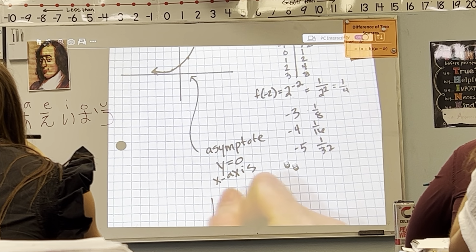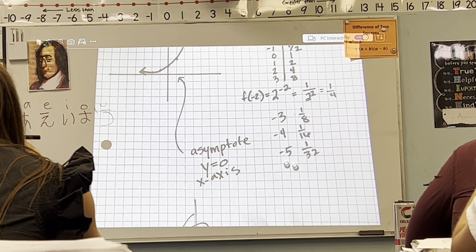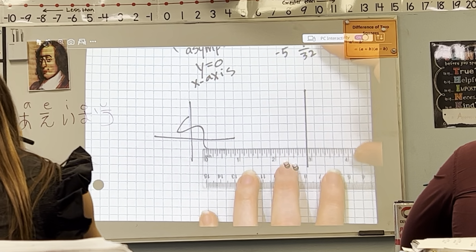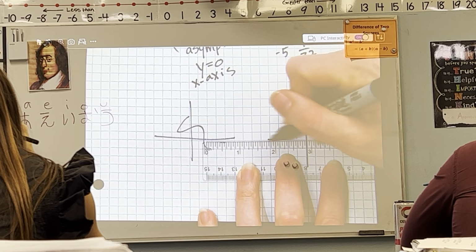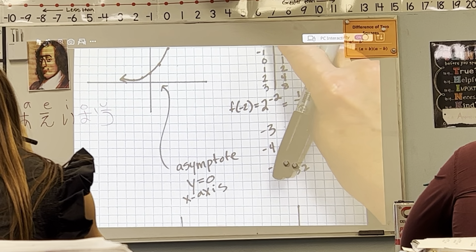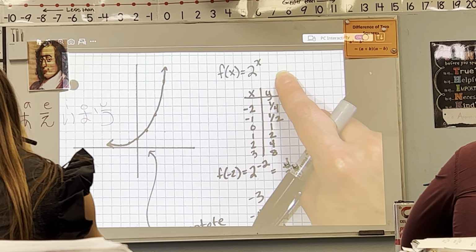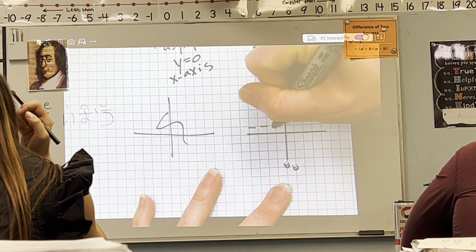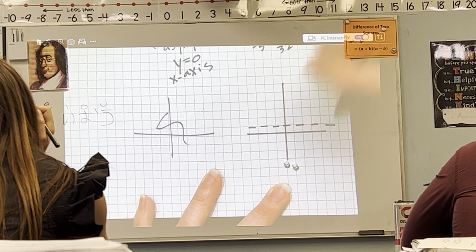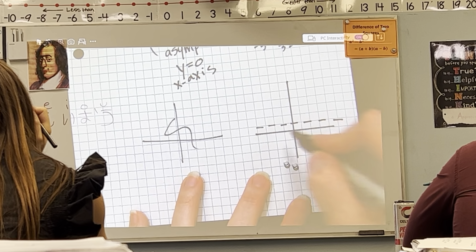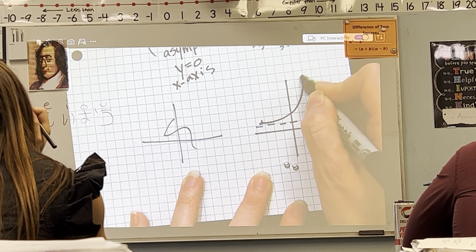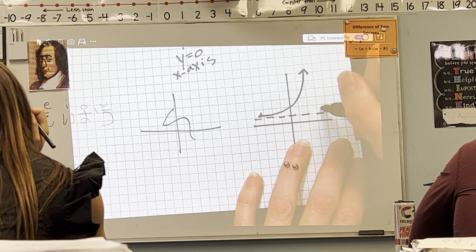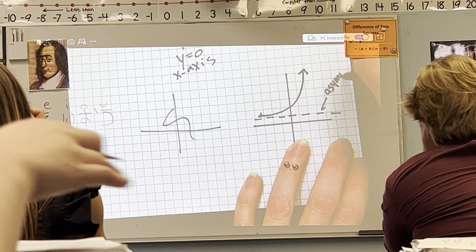You could have a graph where, if you had 2 to the x plus 1 at the end, your asymptote would move up 1, just like a normal transformation. This would be the invisible line here, and your graph would be getting infinitely close to this line but never touching it. And this line right here is called the asymptote. Okay?